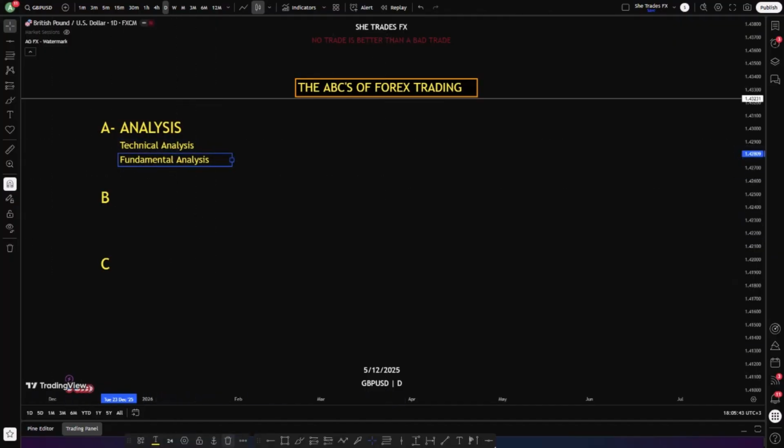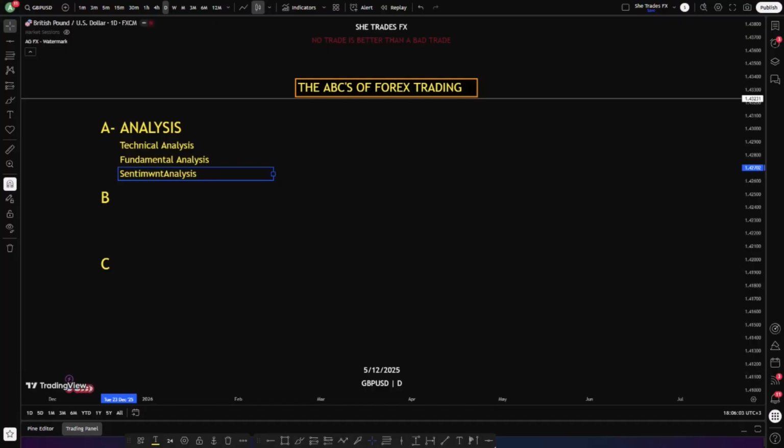Then there's also another type of analysis that is rarely talked about, but I'll add it there today. And this is the sentimental analysis.